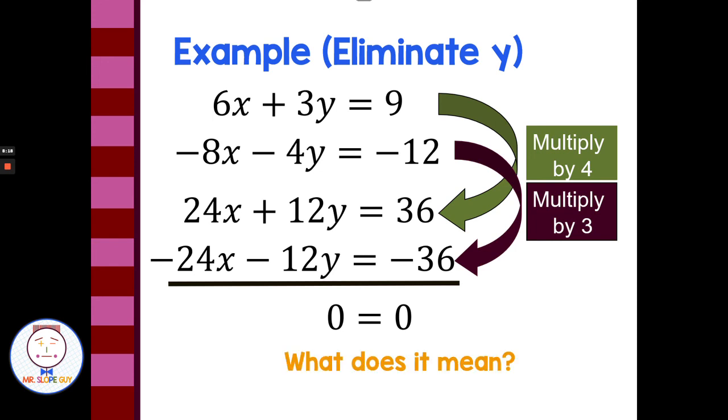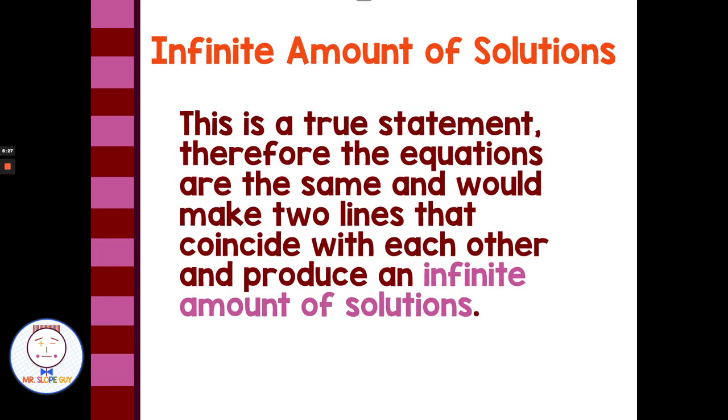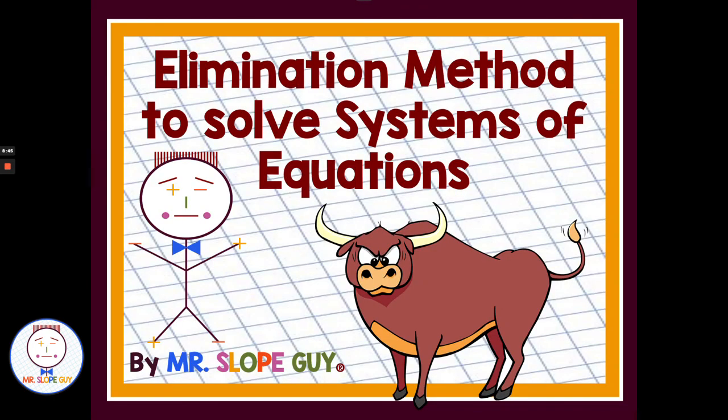So if I'm trying to interpret what it means when my variables drop out and I get a true statement, what that means is graphically, if I were to put this on a coordinate plane, they would make the same line. So this is a true statement, therefore the equations are the same. It would make two lines that coincide with each other and produce an infinite amount of solutions. Every point that works on one line would also work on the other. And that should get you guys started on solving systems of equations with elimination.